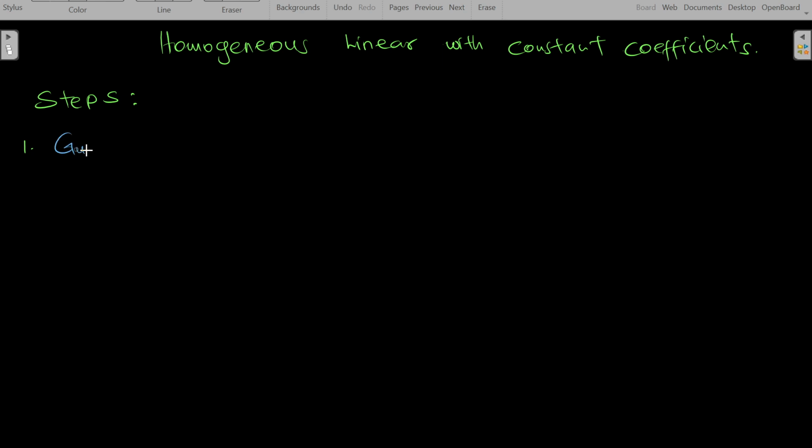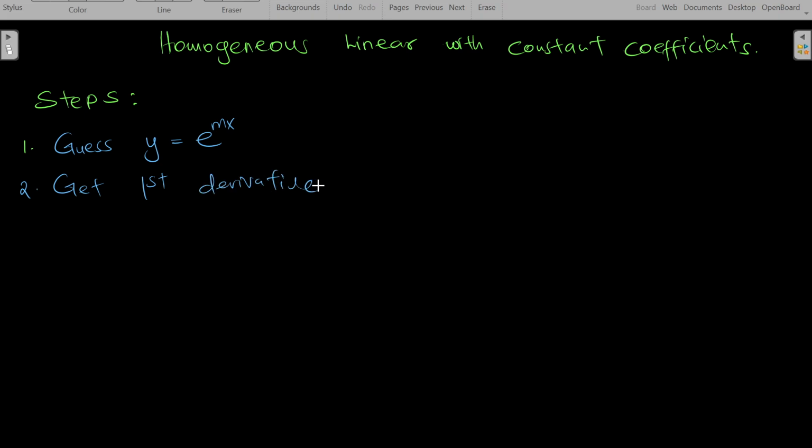So I'll say guess y equals e raised to mx. So that's my guess. These are the steps on how to solve these homogeneous differential equations. The second step is, after guessing, get the first derivative of this and also get the second derivative. So I'll say get the first derivative.